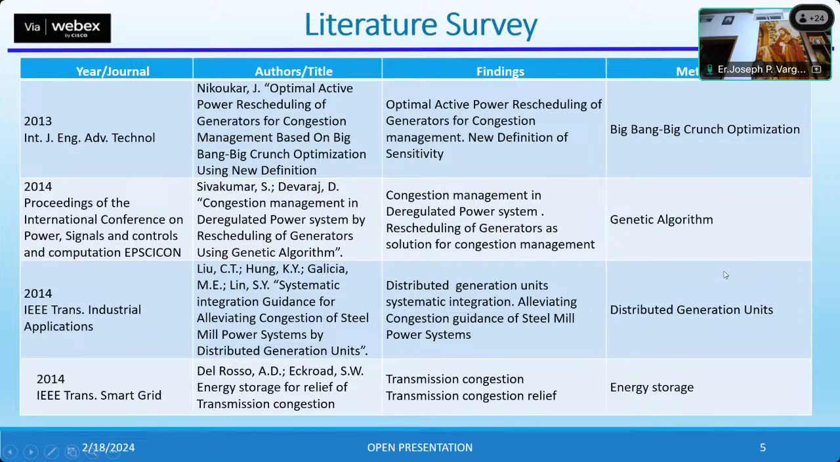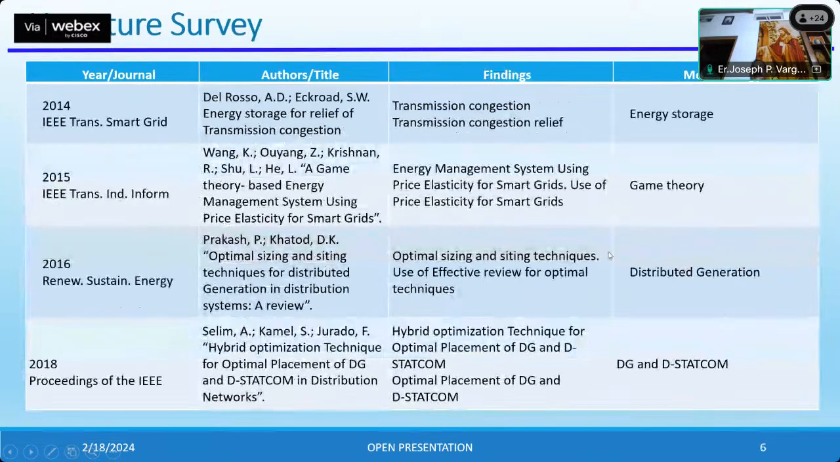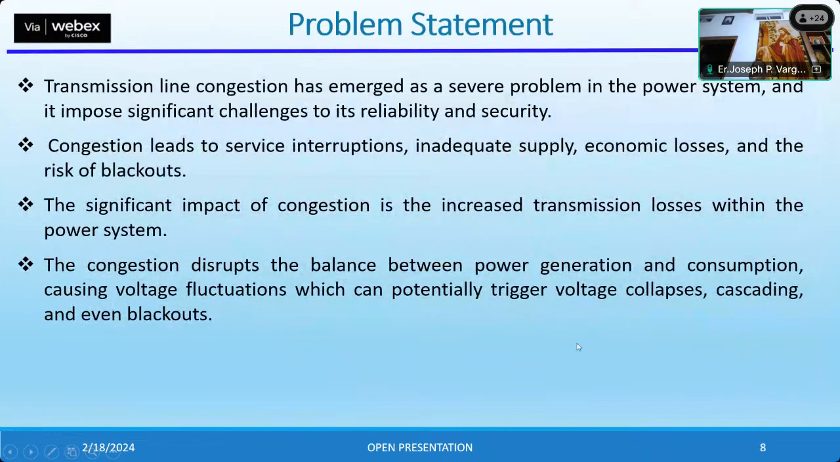alleviating congestion, like the Big Bang algorithm, genetic algorithm, and distributed generation technologies, energy storage methods, game theory methods, distributed generation, and DG STATCOM methods. In all these algorithms, we have found that load flow based system indices allied algorithms are not seen. Hence, we have the right to claim novelty in this work.